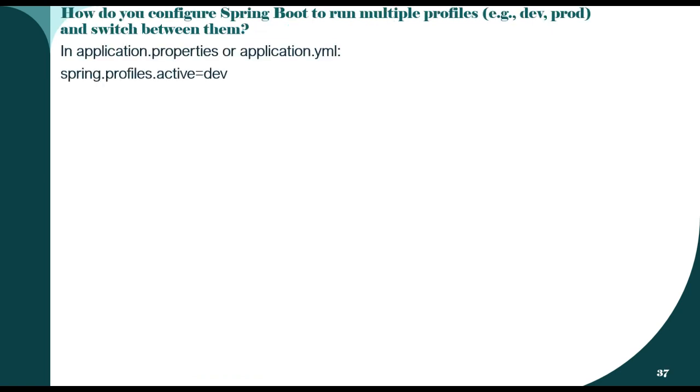So the next question is how you can make use of multiple profiles when it comes to Spring Boot, and how do you switch between them? This is one of the first ways. You define your property, spring.profiles.active, with any environment like dev, prod, or staging. You define it here. This is one way.